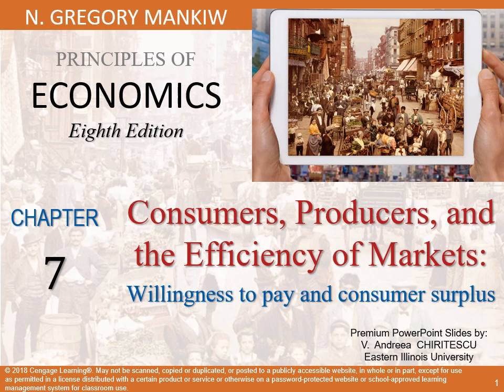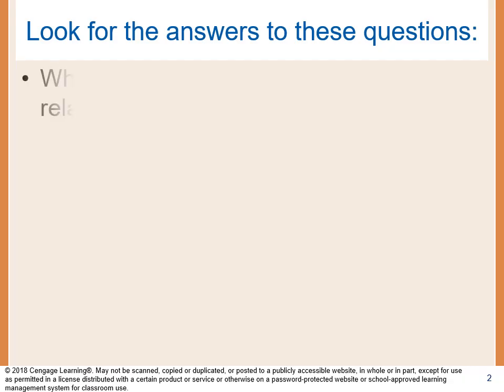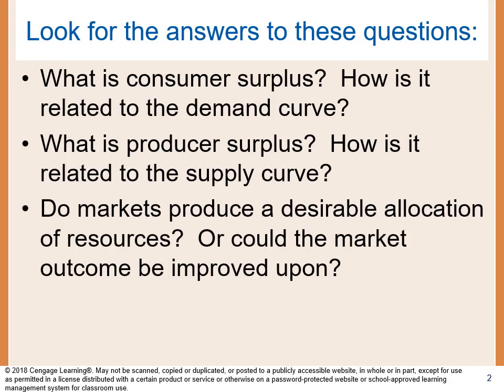Hello students, in the next 3 video lectures we're going to be talking about consumers, producers, and the efficiency of markets. So far we have established how the market forces of supply and demand interact to reach an equilibrium price and equilibrium quantities. But we haven't talked about whether these outcomes are desirable or not, and that's what we're going to be doing next. For that we're going to define two important concepts, consumer surplus and producer surplus, and we will talk about how they are related to the demand curve and the supply curve respectively.